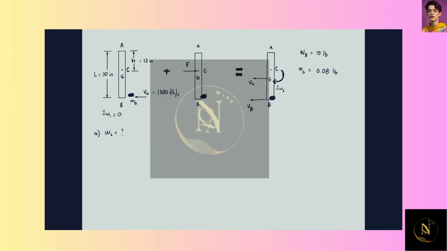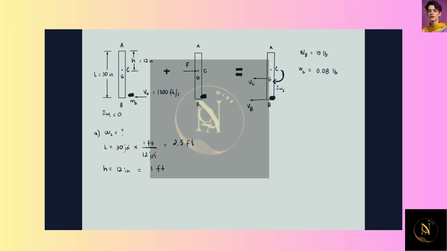So L is equal to 30 inches, and then multiply it by the conversion factor, so 1 foot is equal to 12 inches. Okay, so cancel out inches. So we'll have 2.5 feet. And then our H is 12 inches, so this is equal to 1 foot.